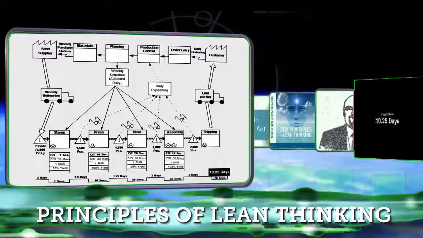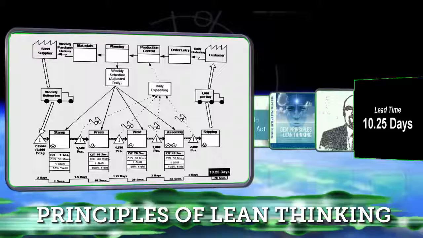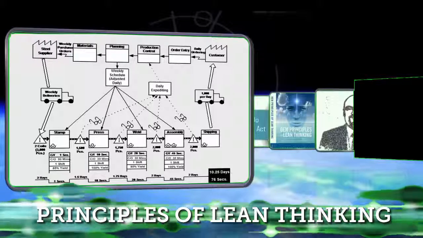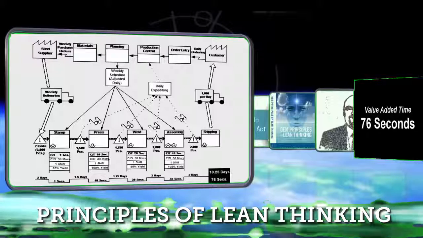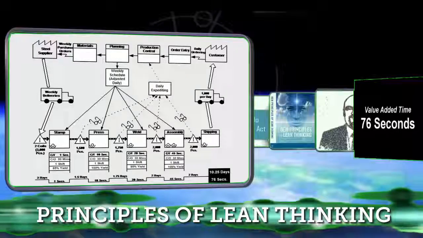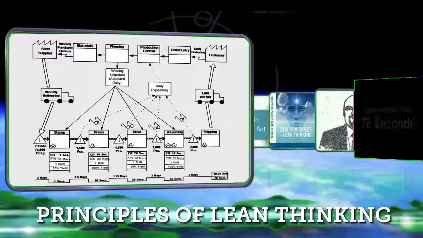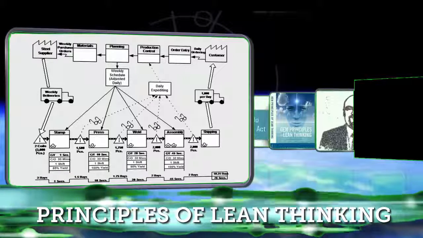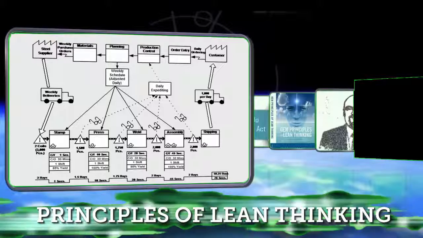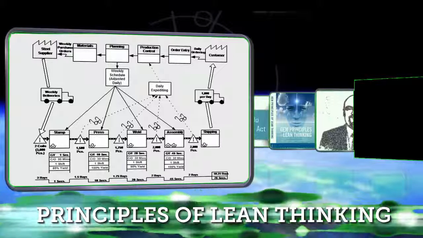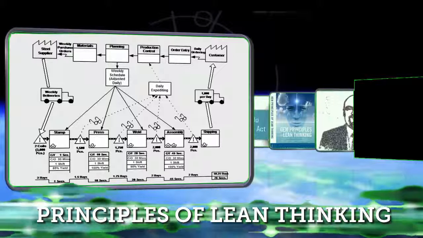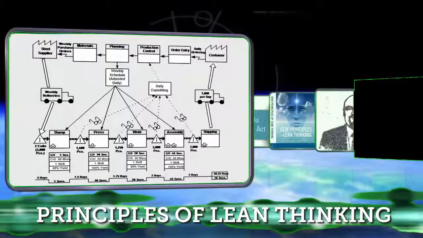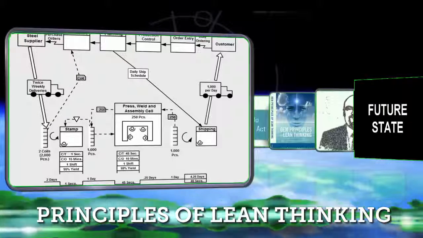Presently, our lead time is 10.25 days. The goal is to reduce this lead time. The theoretical minimum and our ideal is 76 seconds. Improvements to the present value stream will have to be made. A future state map will be drawn that takes into account the whole system and makes improvements where they are most needed. After brainstorming for improvements, the mock company produces the following future state map.